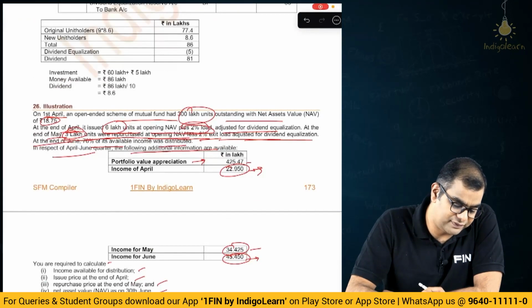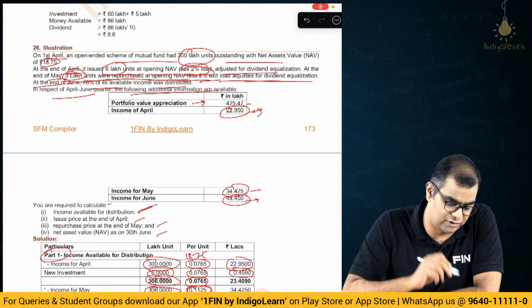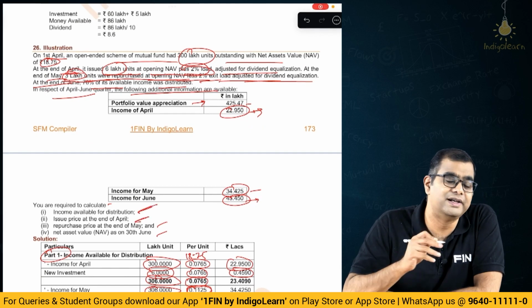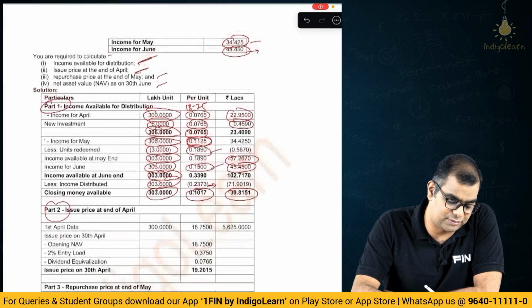Now, what have they asked? They have asked us to find out two things: income available for distribution, which we have already found out. Then issue price at the end of April. Did we find out the issue price? We only found out the dividend equalization amount. Now let us come to the issue price.